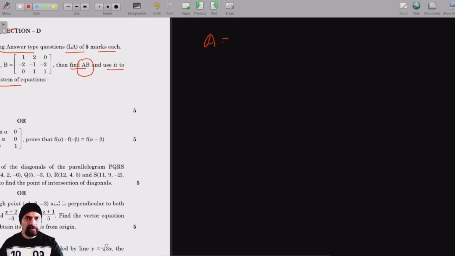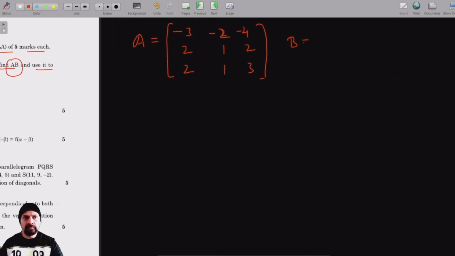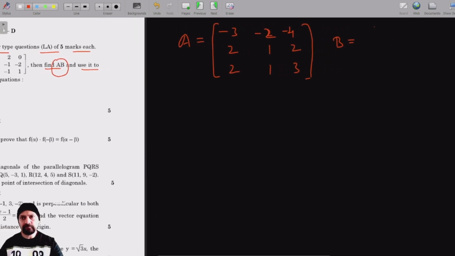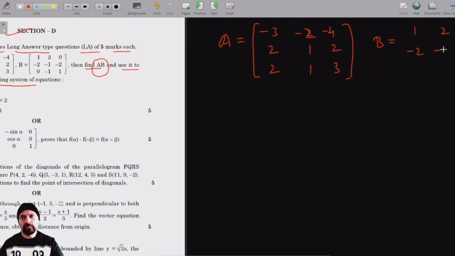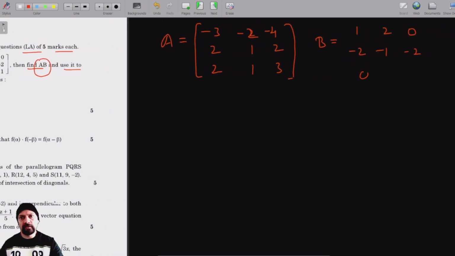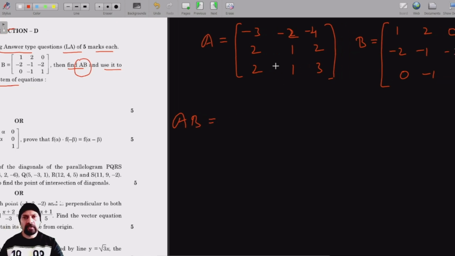So let's write down the A matrix. This is minus 3, minus 2, 4, 2, 1, 2, 2, 1, 3. So this is A, and now B is equal to 1, 2, 0, minus 2, minus 1, minus 2, and 0, negative 1, 1. We have to find the product, so let's find the product AB.